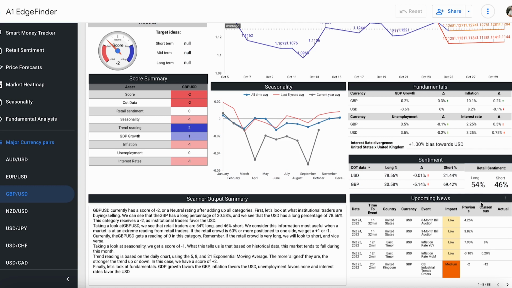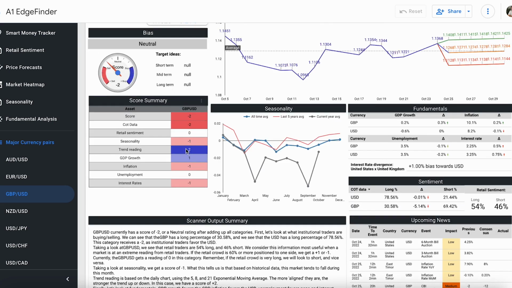Retail sentiment, on the other hand, 54% long and 46% short overall for the pair when it comes to the retail traders. That gives us a score of 0 because it's really not leaning heavily in one direction or the other. Seasonality score of -1. We can take a look at our numbers for October. And historically speaking, we do see an upward trend in the later months of the year.